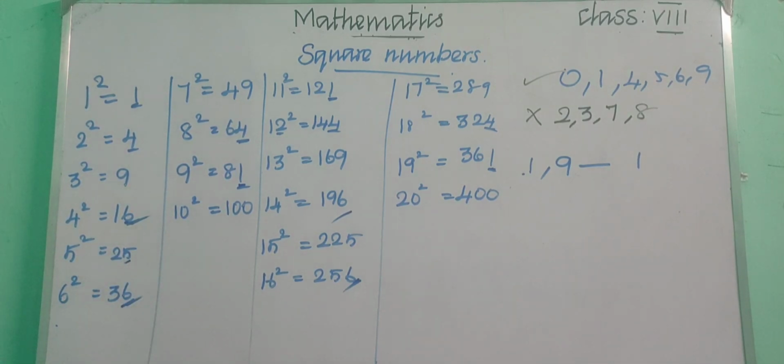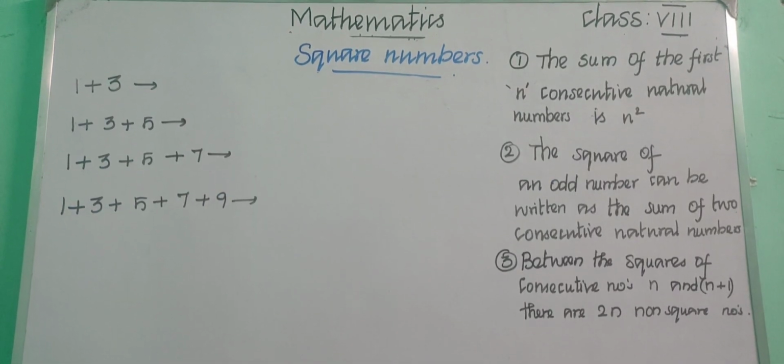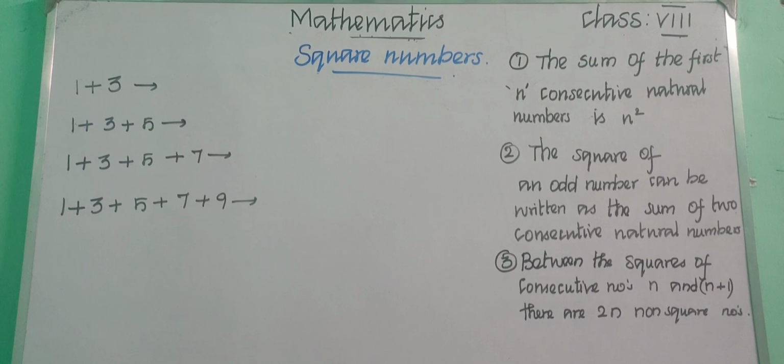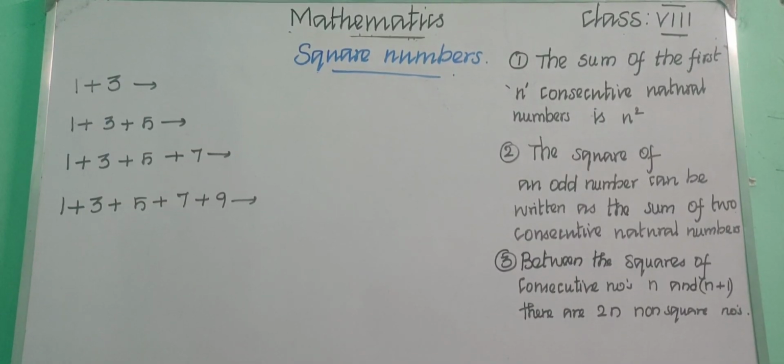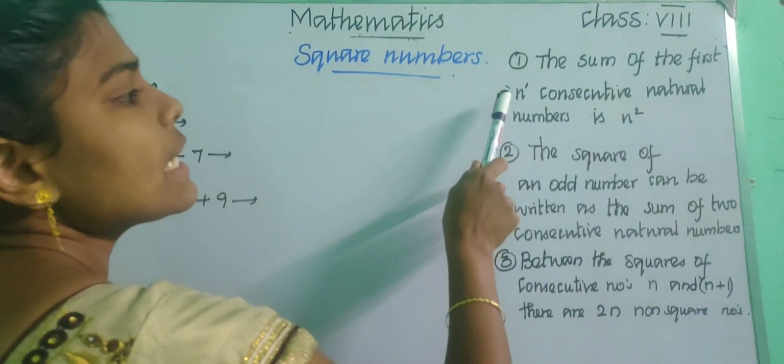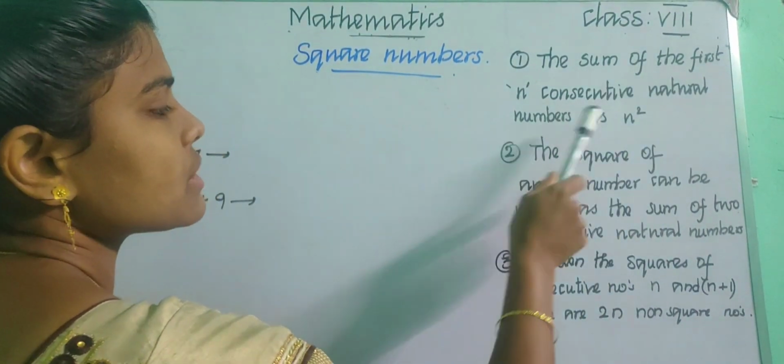Okay, children, these are all the properties which were given in your book. So we have learnt about the properties of square numbers. And also we are going to learn about 3 more properties. Let us see the first property. The sum of the first n consecutive natural numbers is n squared.